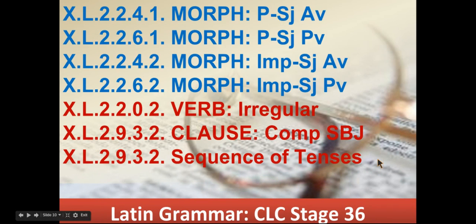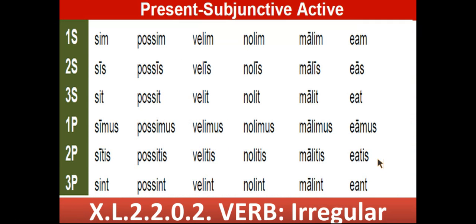Let's take a look at the irregulars. There's only a few irregulars in Latin, but they do occur commonly. Of course, we talked about just now the present subjunctive of sum: sim, sis, sit, simus, sitis, sint. Pot plus sum equals possim, possis, possit, possimus, possitis, possint. Velim, short I, one L, I am willing. Velim, velis, velit, velimus, velitis, velint, as well as the forms that come off of that, nolim and malim.